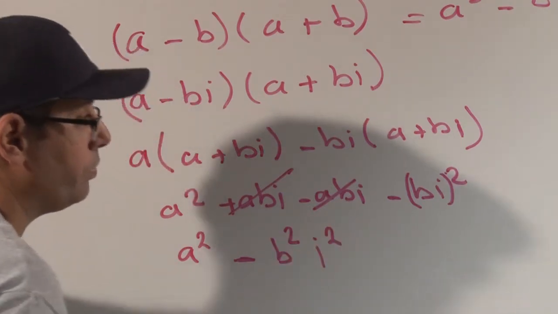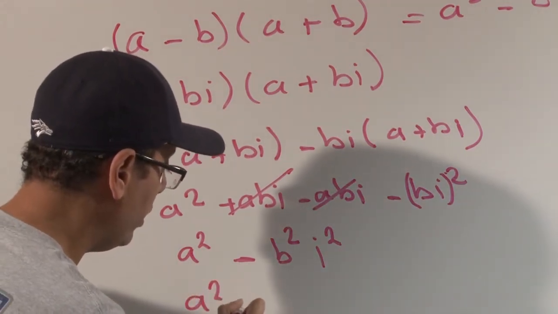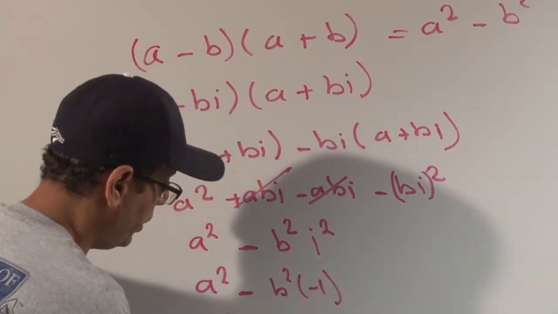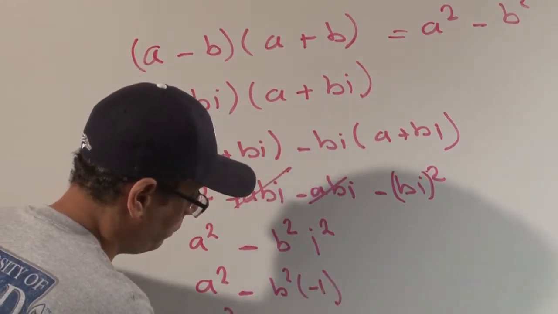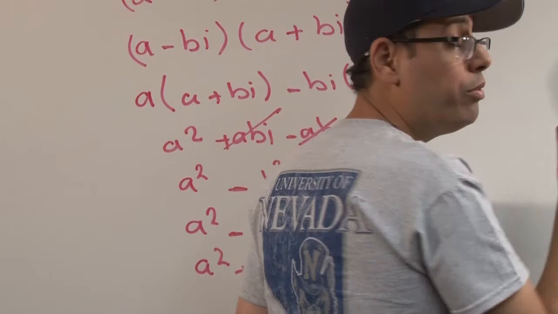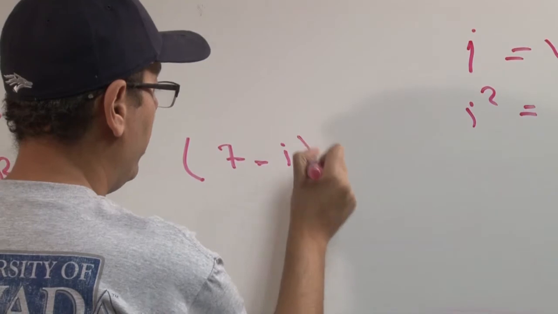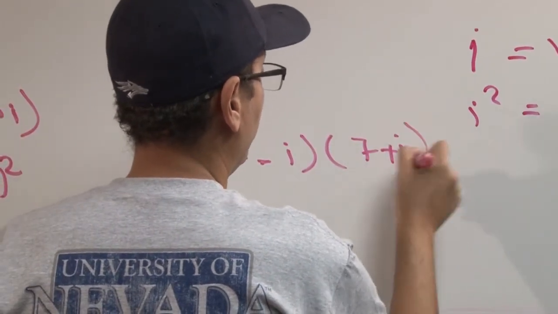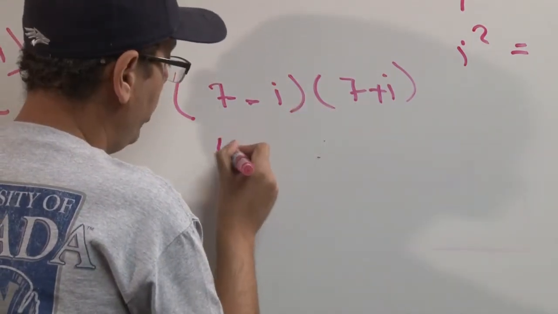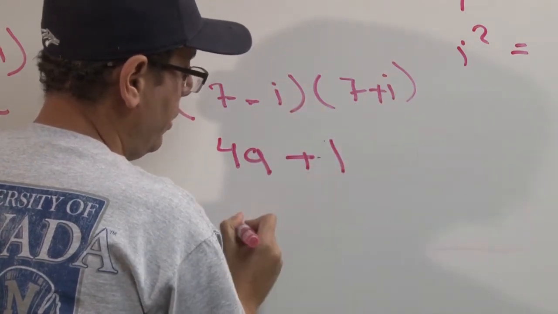What is i squared? It's negative 1. So this is A squared minus B squared times negative 1, which is going to be A squared plus B squared. So if I give you an example and say, give me the answer of a conjugate like (7 minus i) times (7 plus i), what should be the answer? So here, 7 times 7, just square it, 49, plus 1 times 1 is 1, so that would equal 50.